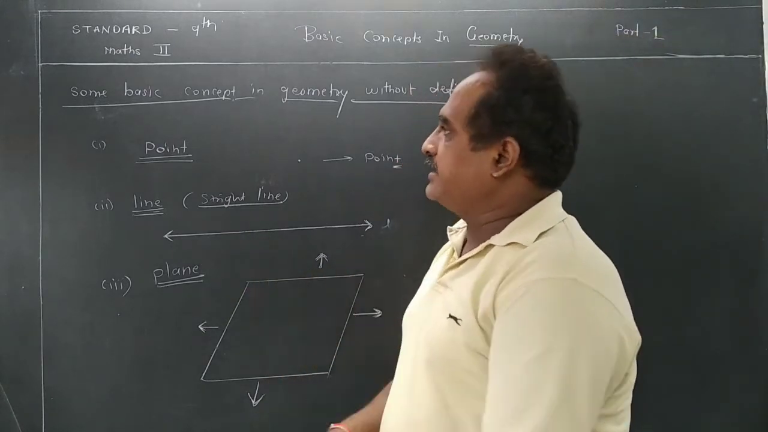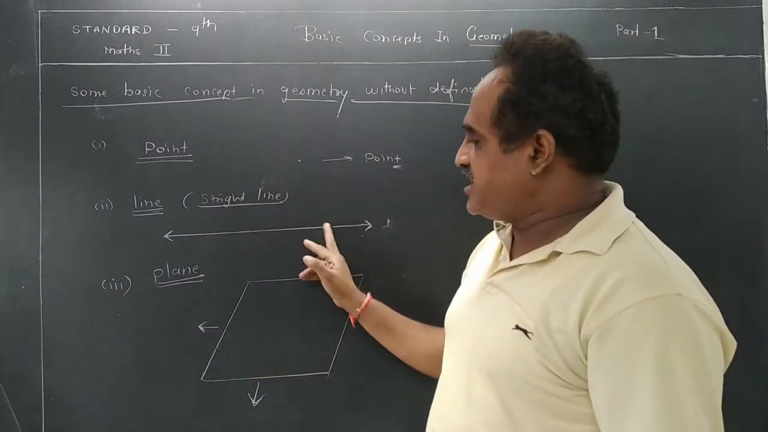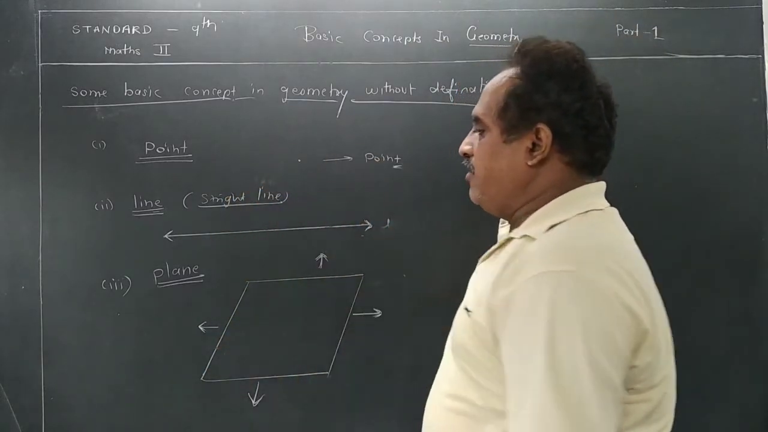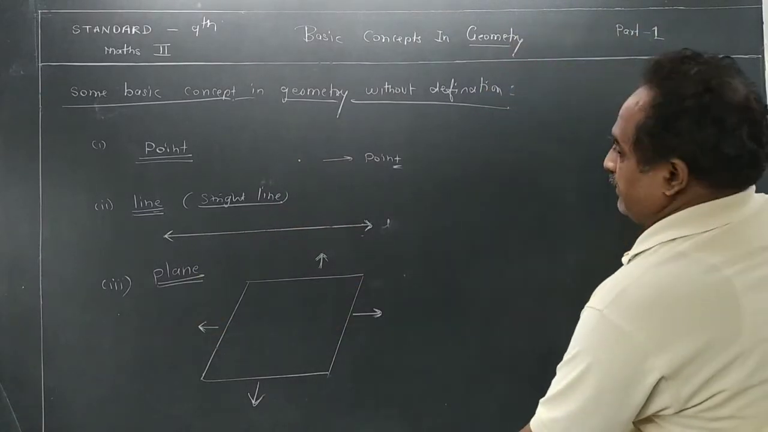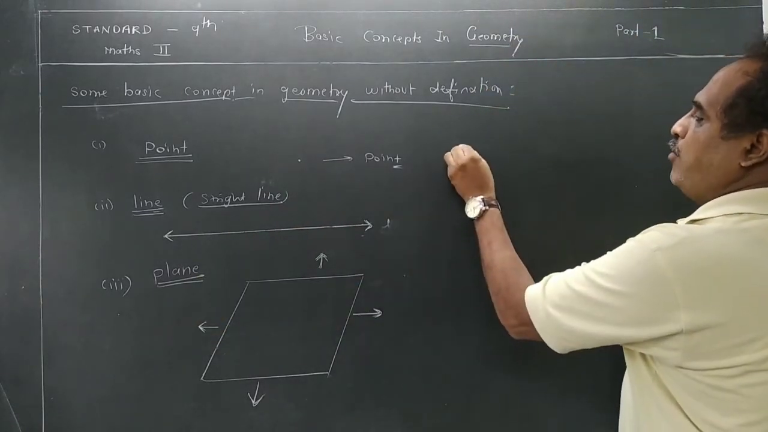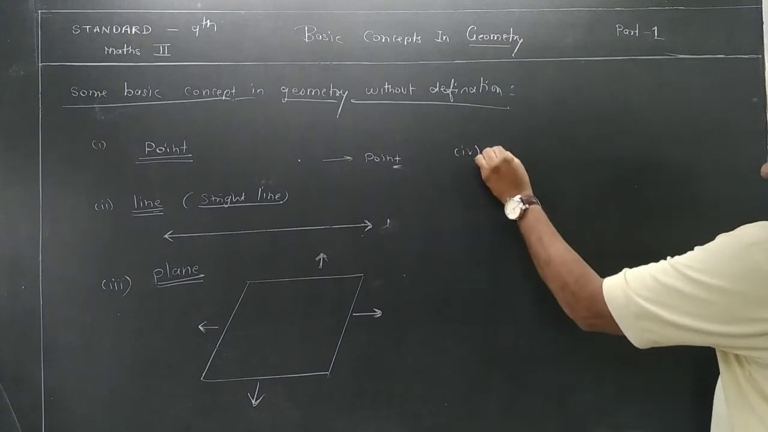So थोड़ा सा याद रखना है. This is the point, this is the straight line. Meaning of arrow is extended in all the directions, and this is the plane. Now I am going to take 4 points as a ray.